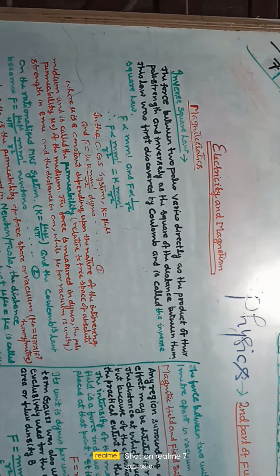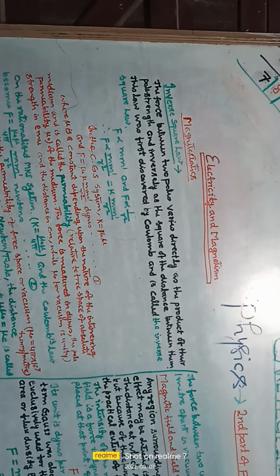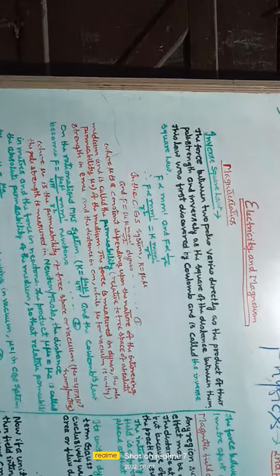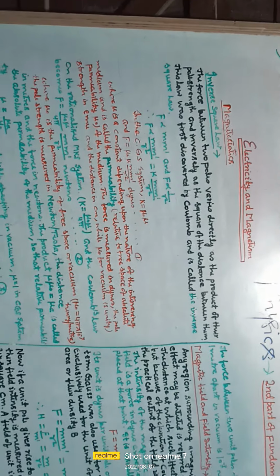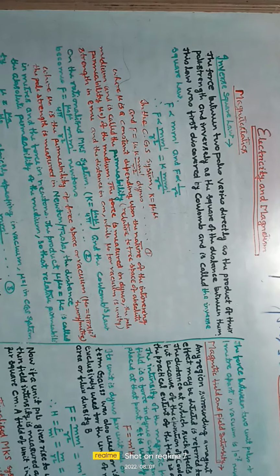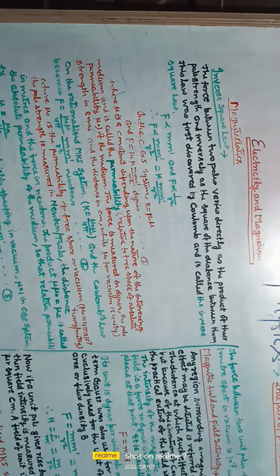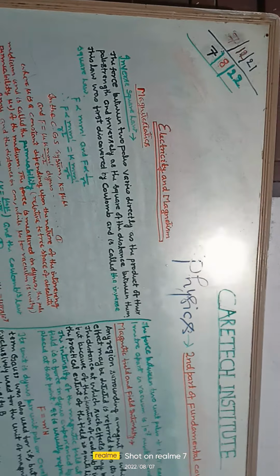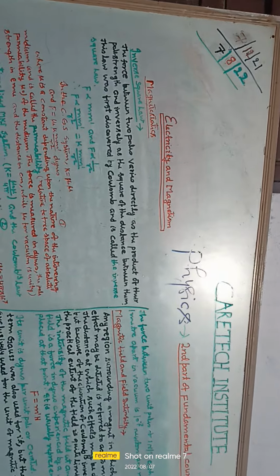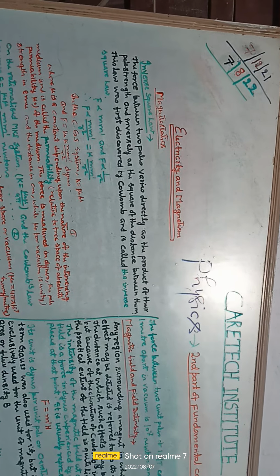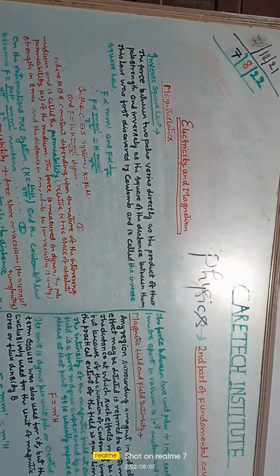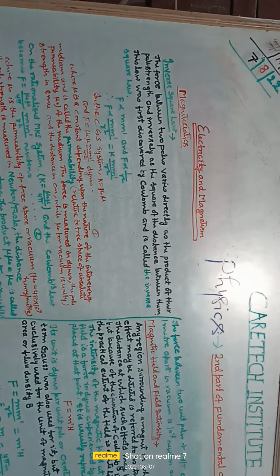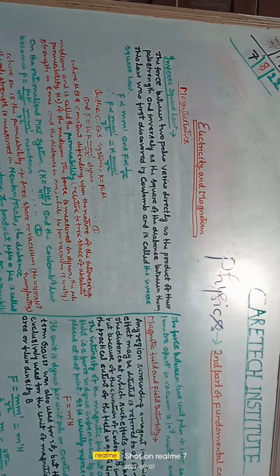Today we shall study about magnetostatics. In magnetostatics, we study about the inverse square law. The force between two poles varies directly as the product of their pole strengths and inversely as the square of the distance between them. This law was first discovered by Coulomb and it is called the inverse square law.